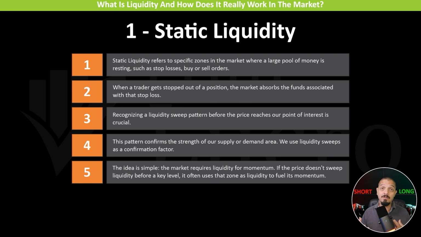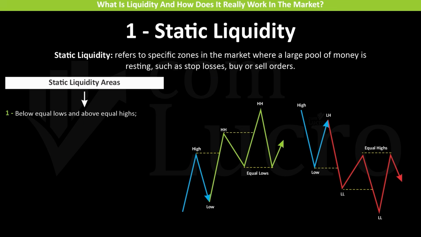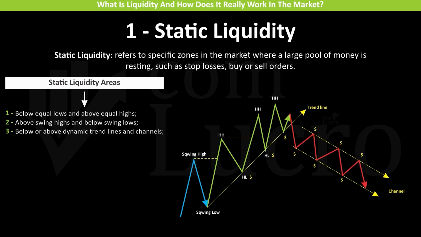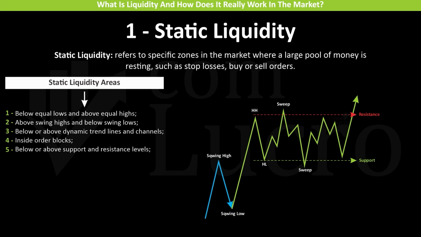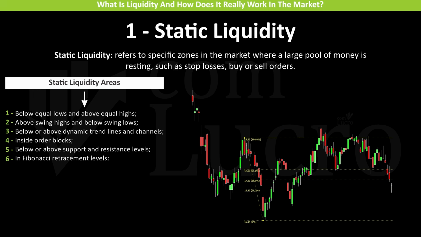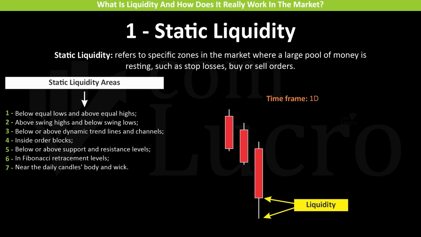The idea is simple. The market requires liquidity for momentum. If the price doesn't sweep liquidity before a key level, it often uses that zone as liquidity to fuel its momentum. Static liquidity can be identified in various areas on the price chart, such as below equal lows and above equal highs, above swing highs and below swing lows, below or above dynamic trend lines and channels, inside order blocks, below or above support and resistance levels, in Fibonacci retracement levels, and near the daily candle's body and wick.